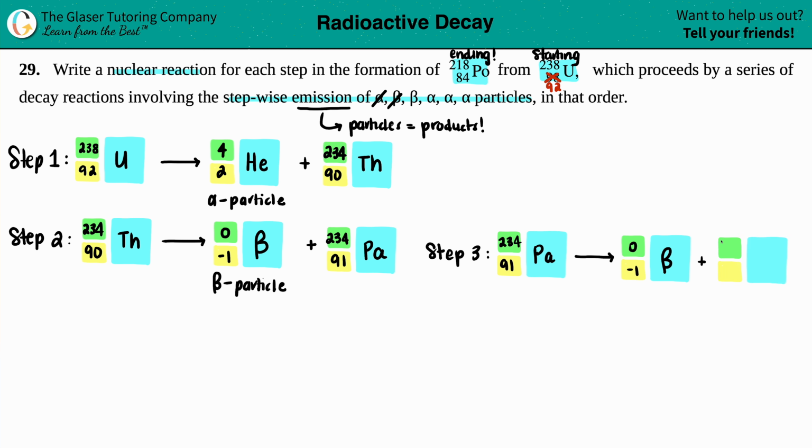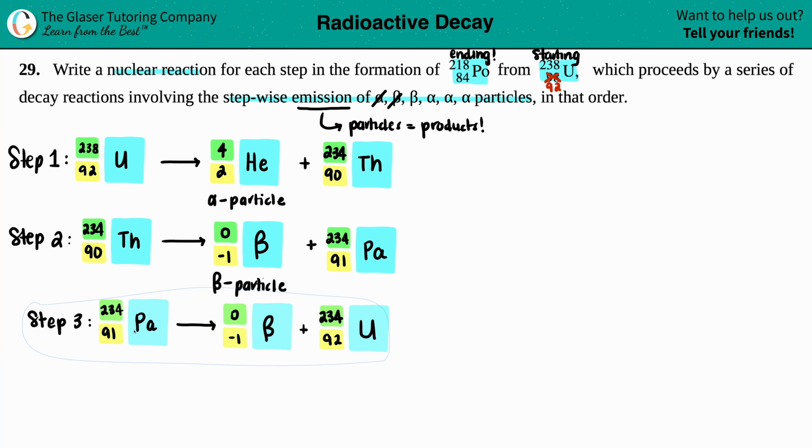234 equals 0 plus 234. 91 equals -1 plus, this is a 92. 92 plus a -1 is a 91. So we're back to uranium. Seems like we didn't really go anywhere, but I mean, we lost some mass. So that's a win.